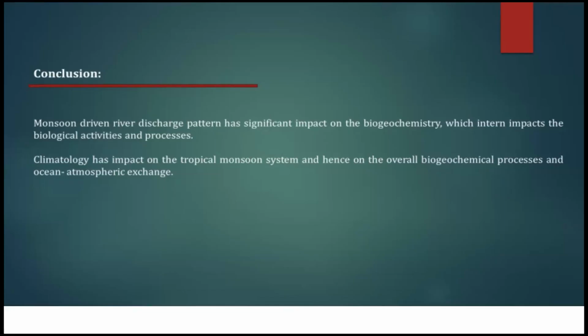biogeochemistry of the river, estuary, and subsequently the coastal region, which in turn impacts the biological activities and processes, mainly towards the carbon cycle. And presently, the climatological and environmental changes that are going on will have an impact, and it is showing the impact, especially in the tropical regions, on monsoon pattern and monsoon intensity, which will have a significant impact on biogeochemical processes and heterotrophy contribution, as well as the ocean-atmospheric exchanges and processes.